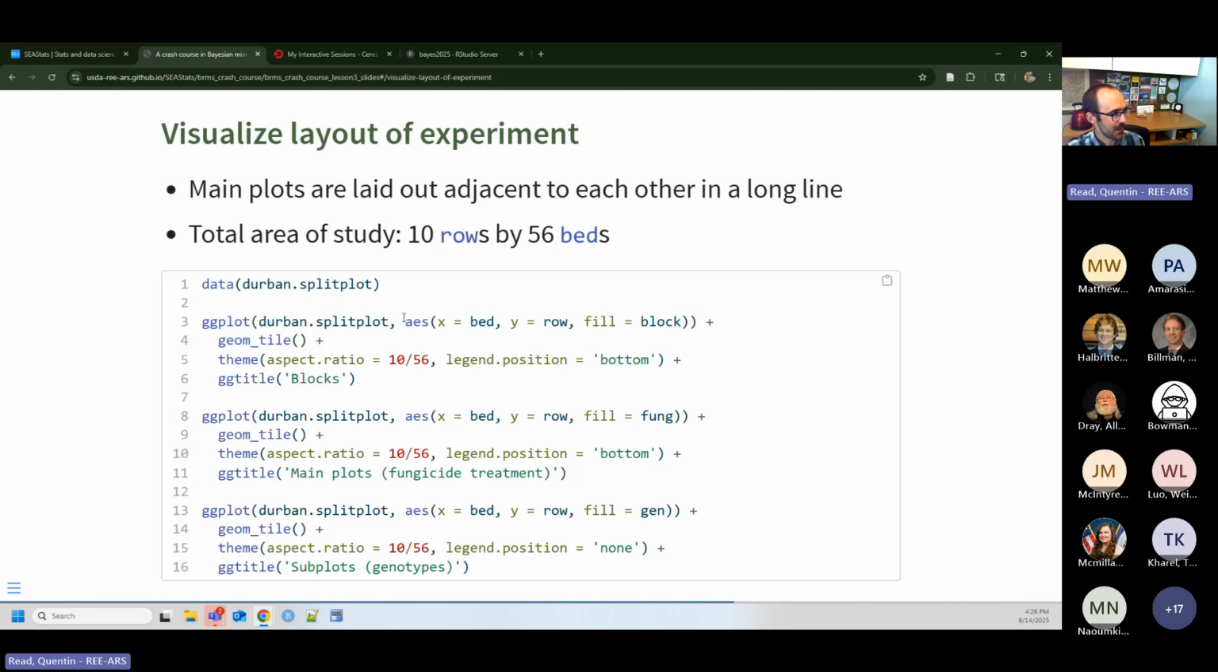I've just made 3 different plots to show you what the different blocks are. I've colored it by block. Then I've colored it by fungicide treatment. And I've also colored it by the subplots, the genotypes. And I've put the aspect ratio 10 by 56 because that's the actual shape of the study area. So the dimensions of the figure will look like the actual dimensions of the physical field in real life.